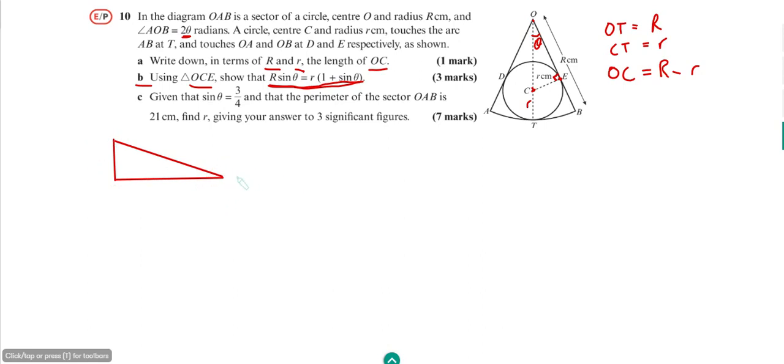So there's O, there's C, there's E, and that's a right angle. So what we do know is that that is R, and we know that the distance from C to O is going to be what we found before, which is R minus small r. And what we've got to find is this expression.